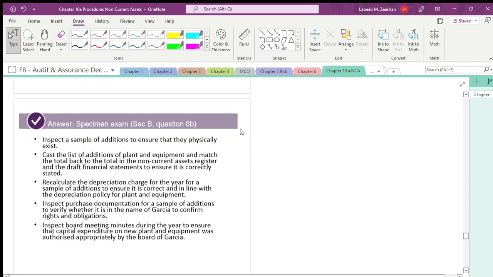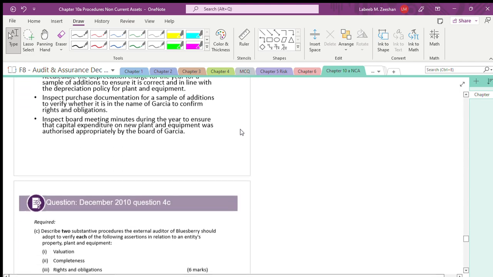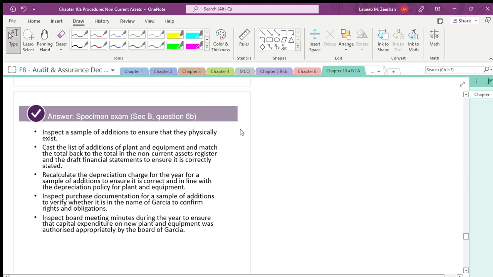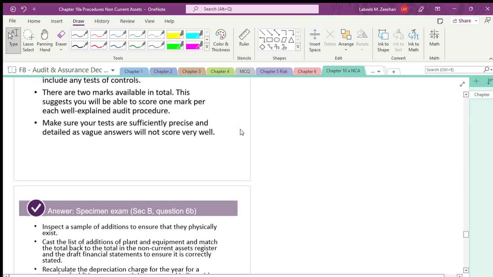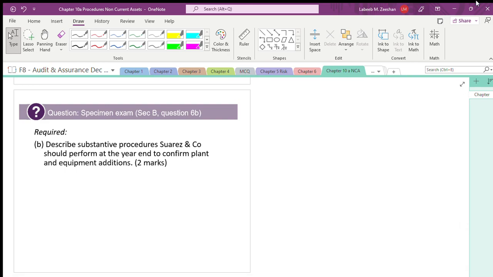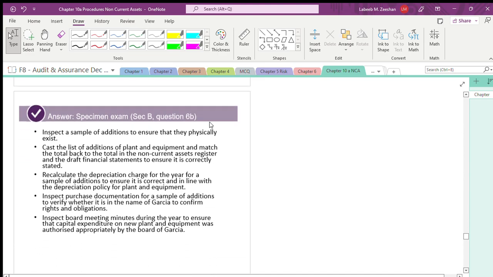Fine, no problem. In additions, inspect a sample of additions. Section B, question 6B. Fine. Okay. Section B is question 6B. They have given Section B's question 6B.